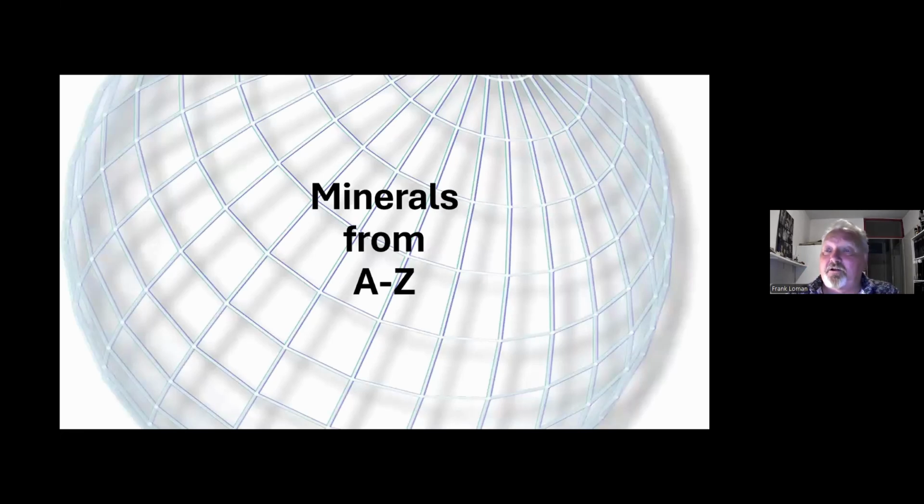Now I'm going to show you a lot of minerals which can form spherulites. All the minerals except for one are my own, and so are the photographs. I have to warn you, not all of them are micros.